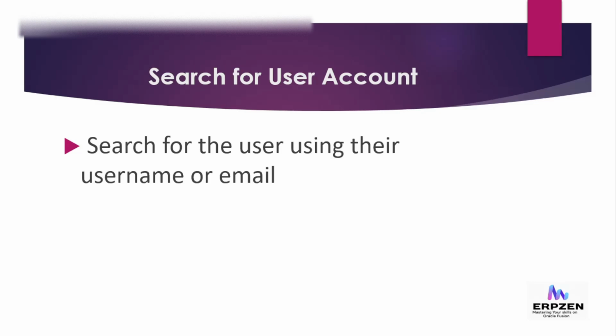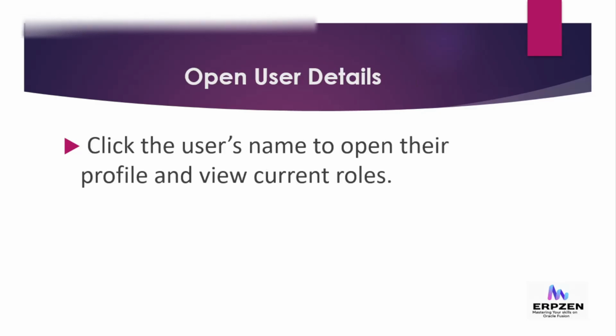Click the user's name to open their profile. Click on the username to view their profile details. Here, you will see information like account status, email, and currently assigned roles to a user account.